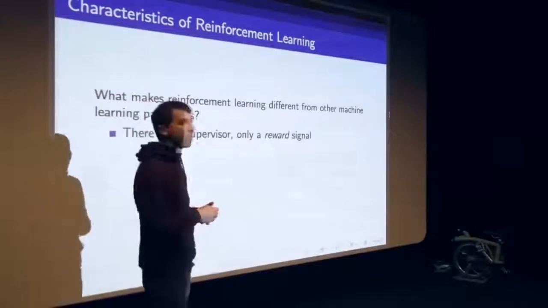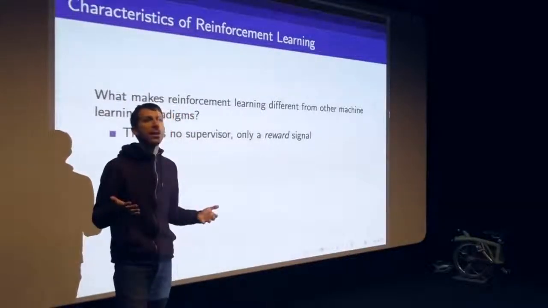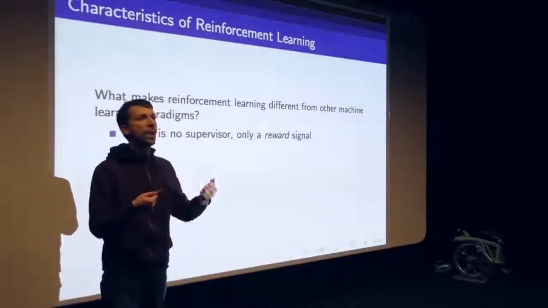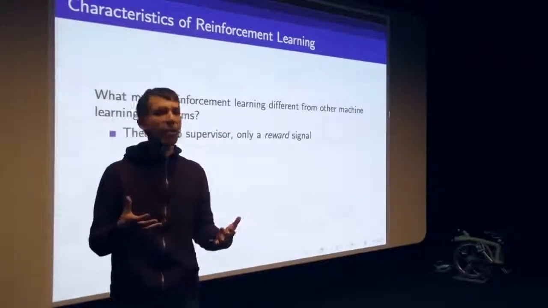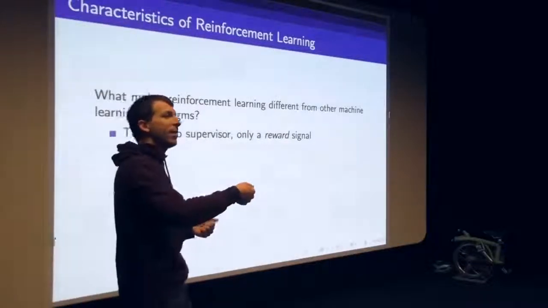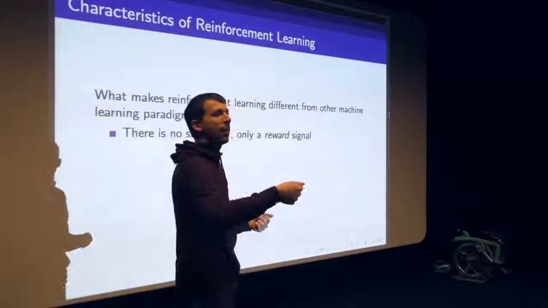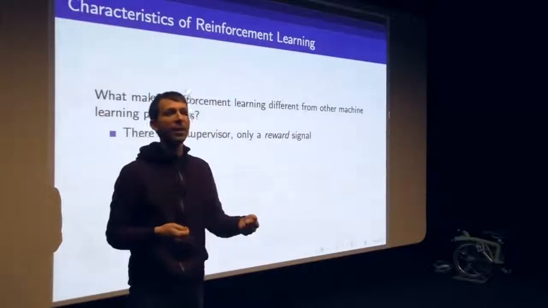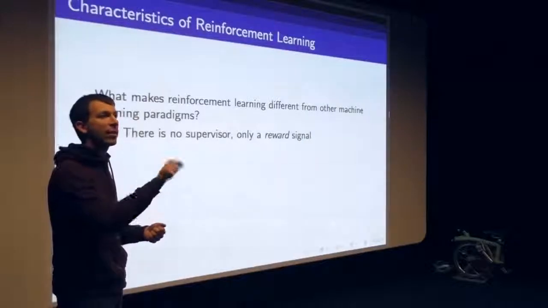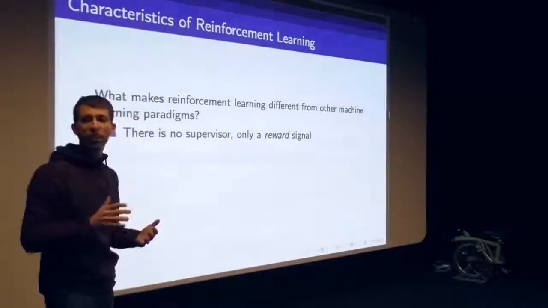So the first one is maybe the most obvious, that there's no supervisor. When we do reinforcement learning, no one tells us the right action to take. Instead, it's a trial and error paradigm. There's just this reward signal saying, that was good, or that was bad, or that was worth 3 points, or that was worth minus 10 points. No one actually says that was the best thing to do, that action in this situation. So there's no supervisor.